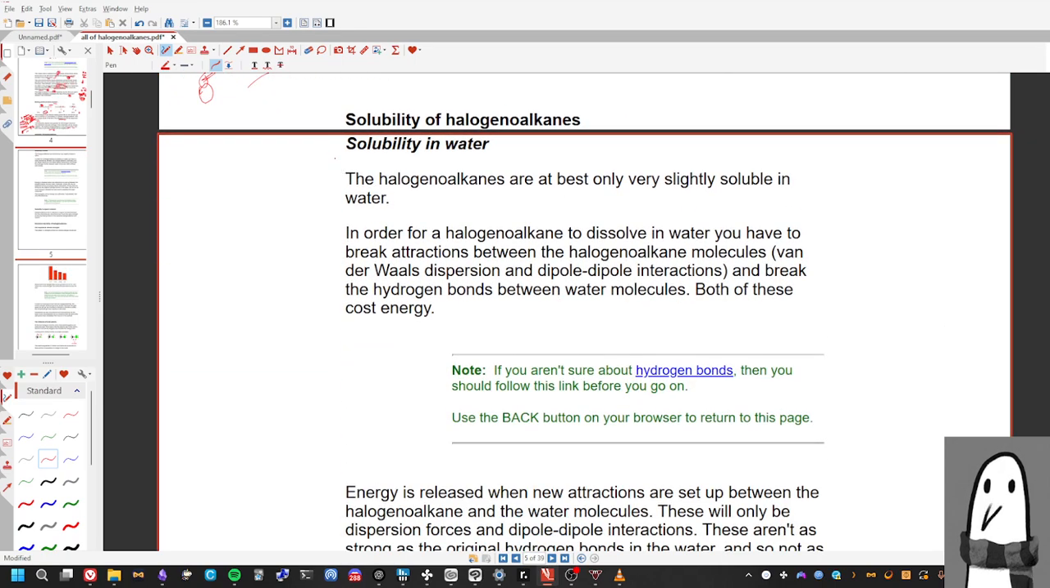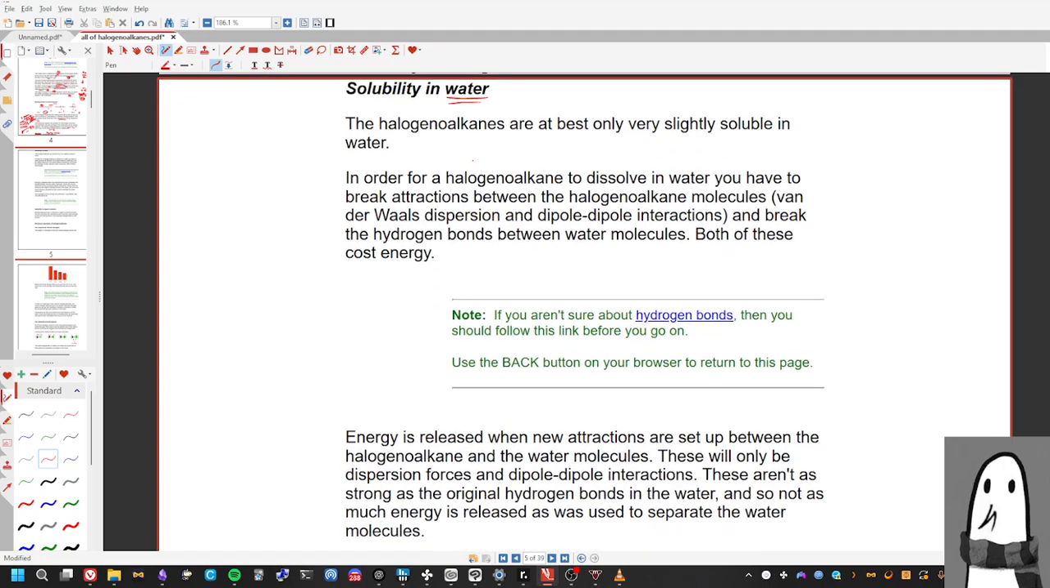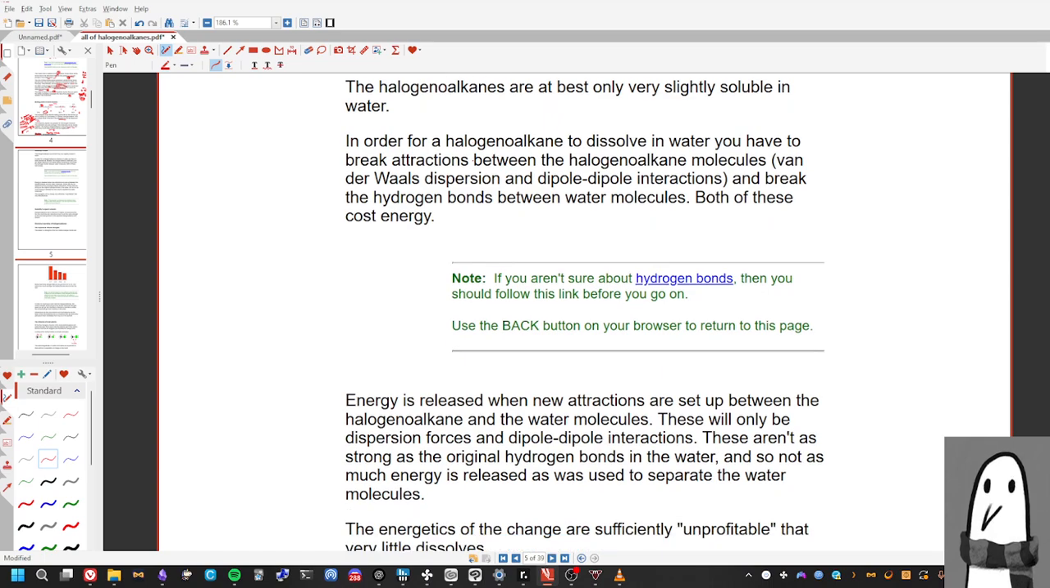Now we're talking about some reactions with other elements. In specific, we're talking about dissolving in solvents, and the first solvent that we're talking about is going to be your water solvent. Okay, so halogenoalkanes are at best only very slightly soluble in water. Why is this? Well, when I say the word at best, it means it's mediocre. It's not very good. And why is this?